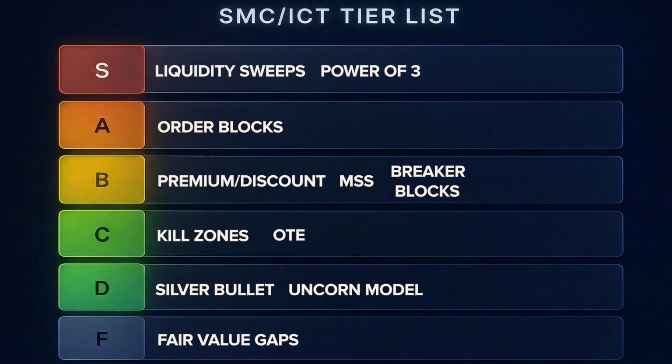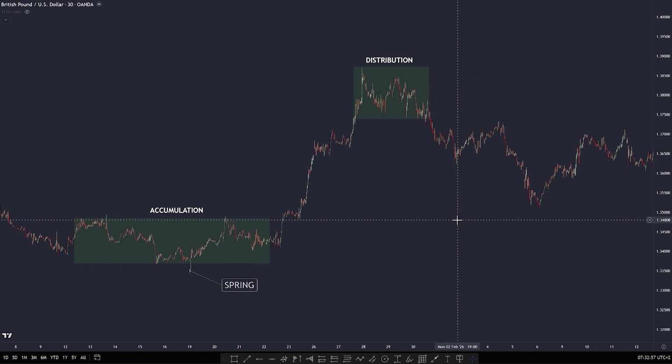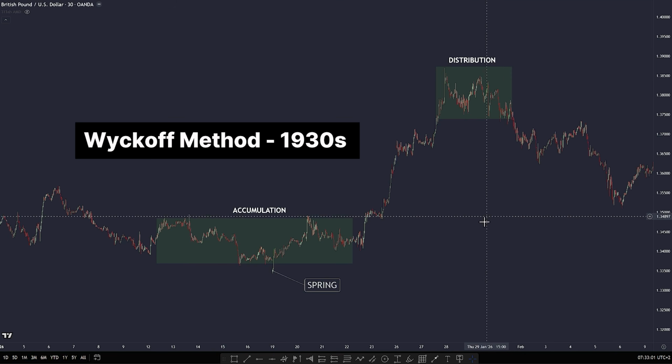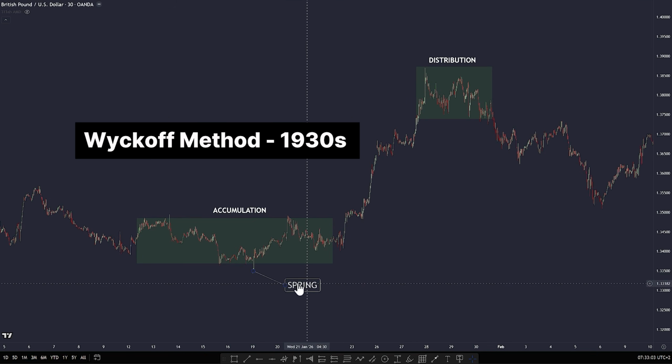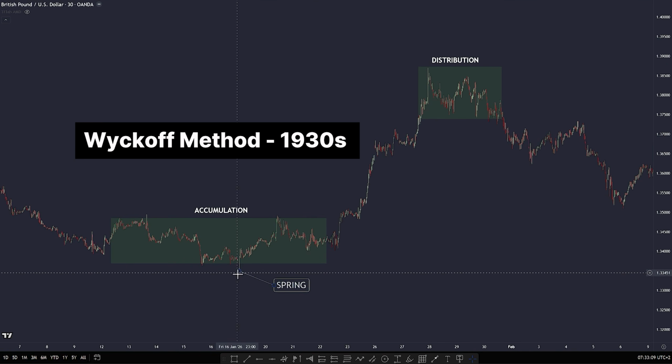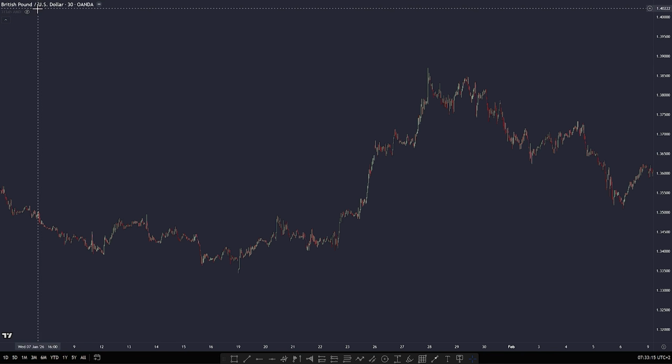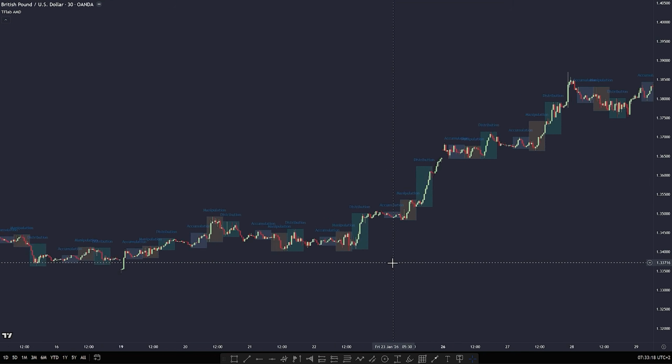Power of Three, S tier. Again, full transparency. This is heavily borrowed from the Wyckoff method. Accumulation, manipulation, distribution. Wyckoff was teaching this in the 1930s. ICT repackaged it with modern session timing. Is it a ripoff? Basically, yes. Does it work? Absolutely, yes.